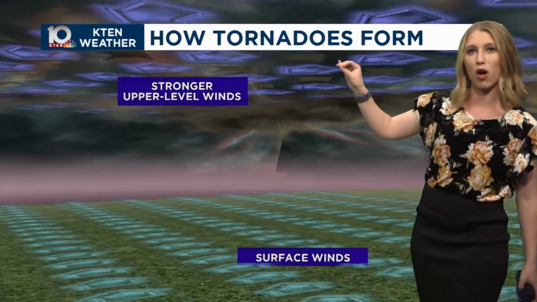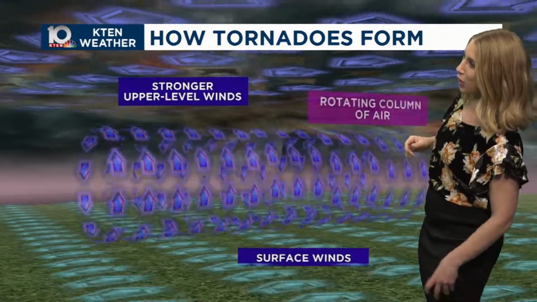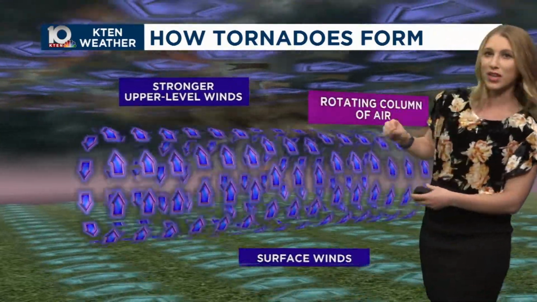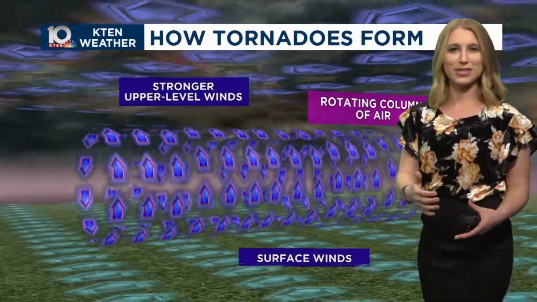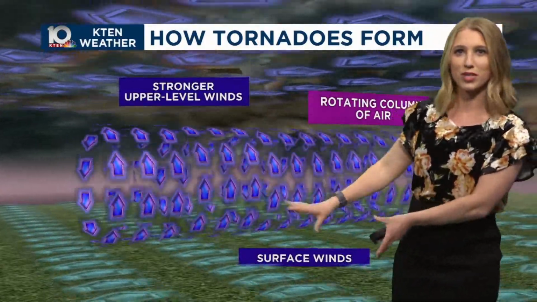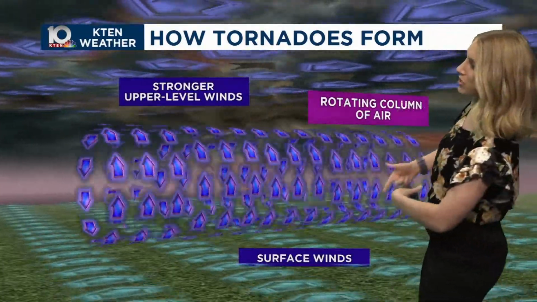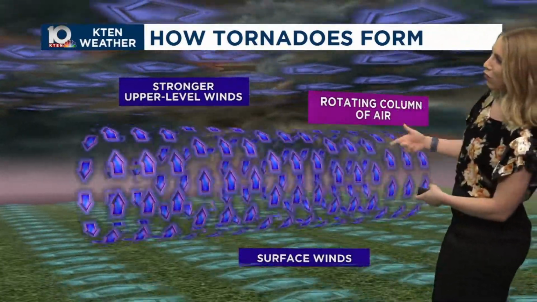Well, with these strong winds higher up in the atmosphere, that's going to start to help us develop this rotating column of air. If you think about thermals, or basically when the sun heats up the Earth's surface, those particles start to rise and then sink as they cool. So we start to get this turning a little bit, that rotating column of air.